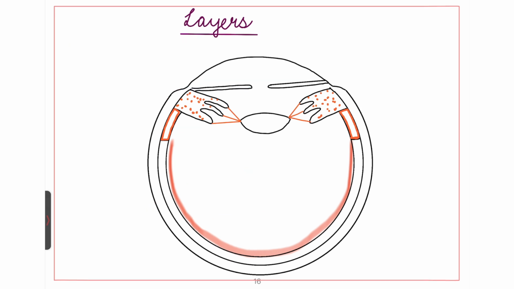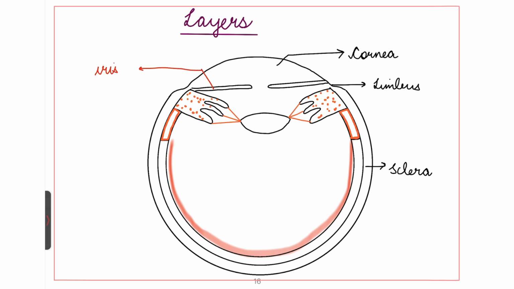Let's label the eyeball again. So the outermost layers first. This is the cornea, the limbus, and the sclera. Next is the uveal tract, which is the vascular layer. This has iris, the ciliary body, which has two components, pars plicata and pars plana. And the posterior component we have here is the choroid. And in the inner layer, we have retina.